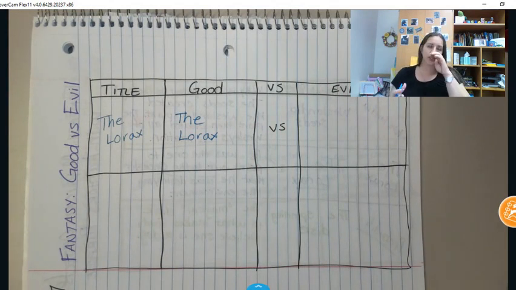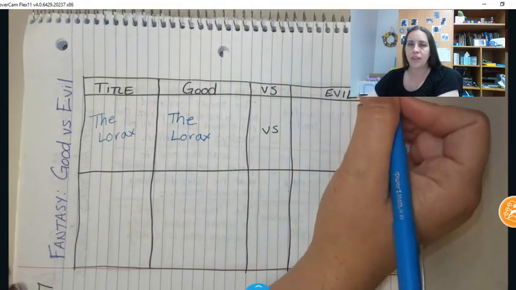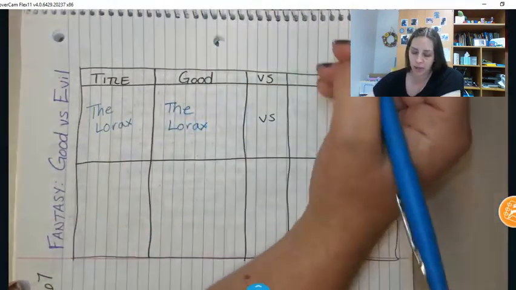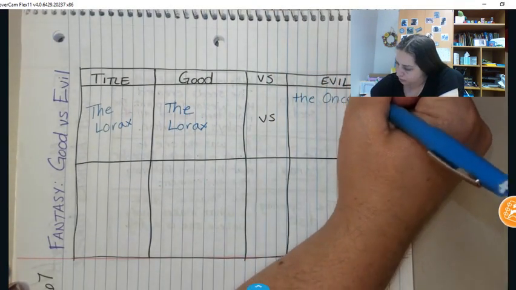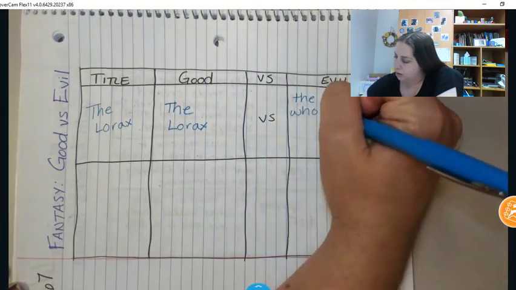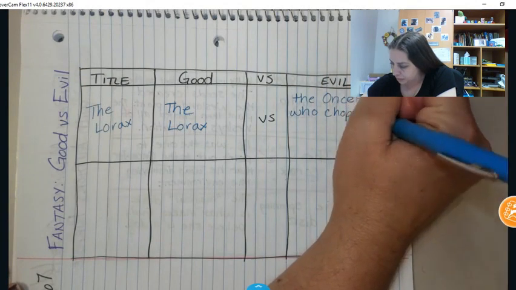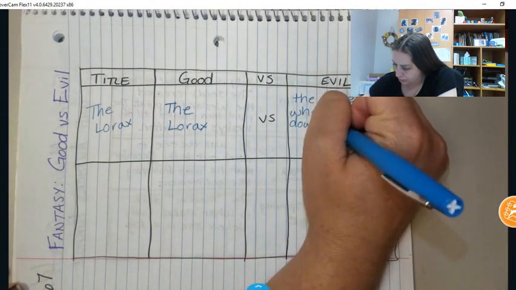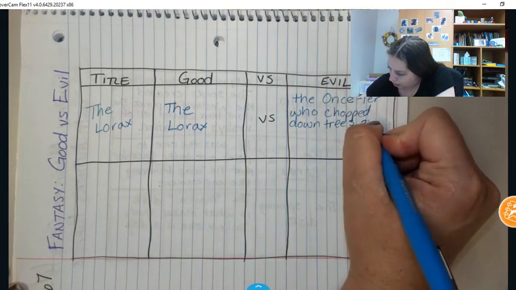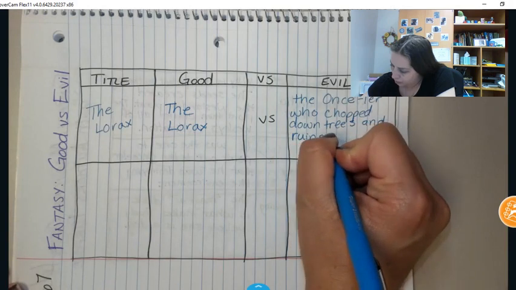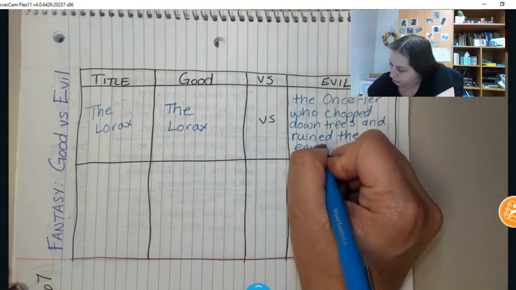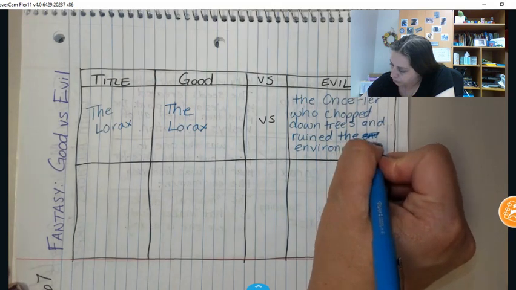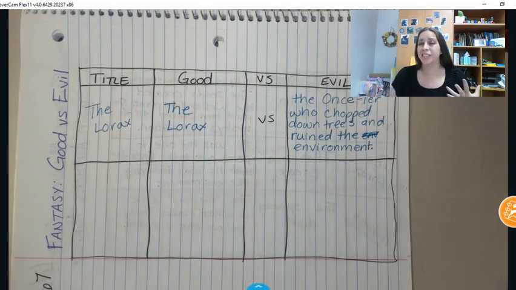Who is our evil character? Who is the person, the antagonist or the bad guy in the story? If I'm thinking about the Lorax, the guy that was going up against the Lorax himself is the Onceler, who chopped down trees and ruined the environment. He chopped down those trees. He ruined the environment. He was definitely the bad guy in our story.